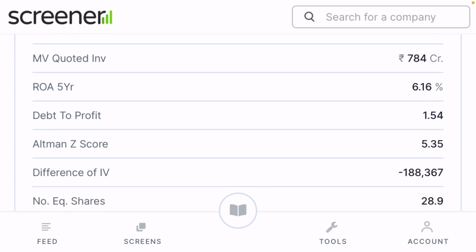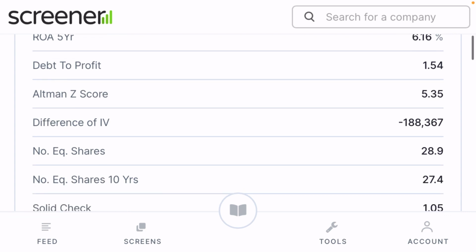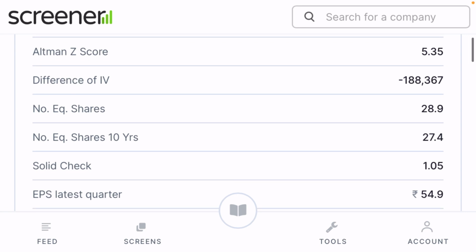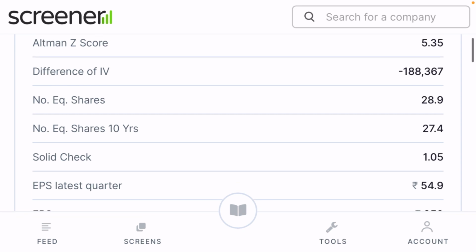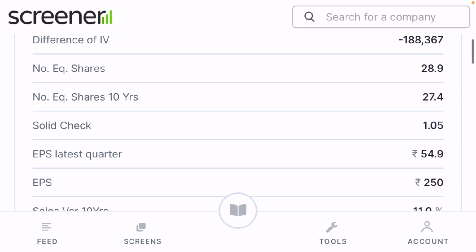It means the company is paying its debt very fast. The ultimate score is 5.35. Greater than 3 means the company may have some debt but is paying on time. The difference is in intrinsic value: the current price is much higher than the intrinsic value. Number of shares is 28.9, and 10 years back it was 27.1. So the overall solid check is 1.05, which is very good and flat.